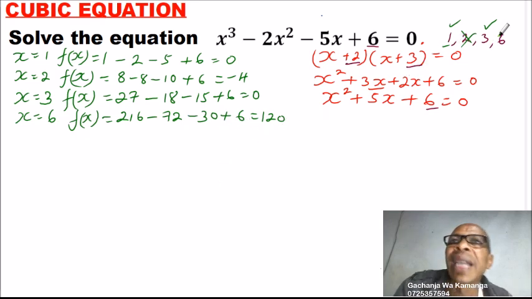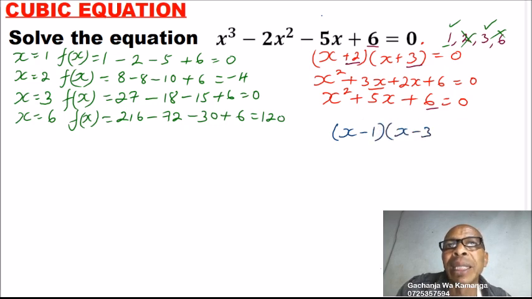So it means that number does not satisfy. So we have 1 and 3. Since when x is 1 the equation is 0, we can write one of the factors as x minus 1, and we also have x minus 3, which equals 0. When you take 1 to the other side, x minus 1 equals 0 becomes x equals 1, which is one of the factors.